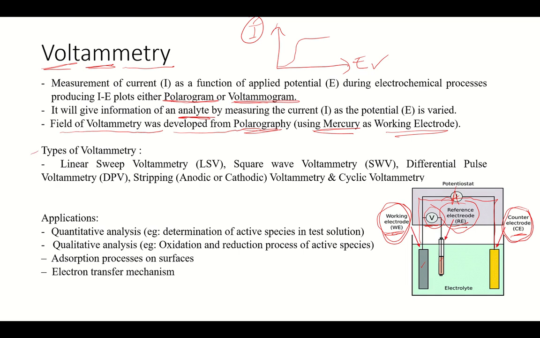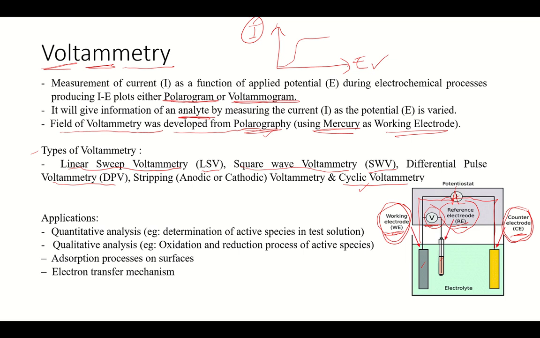The modern types of voltammetry include linear sweep voltammetry, LSV, square wave voltammetry, SWV, differential pulse voltammetry, DPV, stripping voltammetry, either anodic or cathodic stripping, and cyclic voltammetry. I have divided this syllabus into three parts. This is part one. In the second part, I'm going to talk about polarography. In the third part, I'm going to discuss cyclic voltammetry. For this part, I'm going to introduce voltammetry.